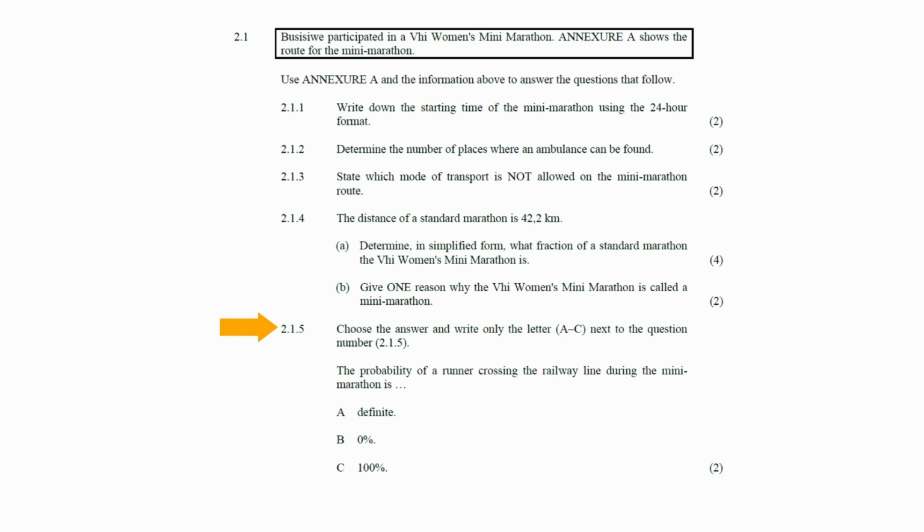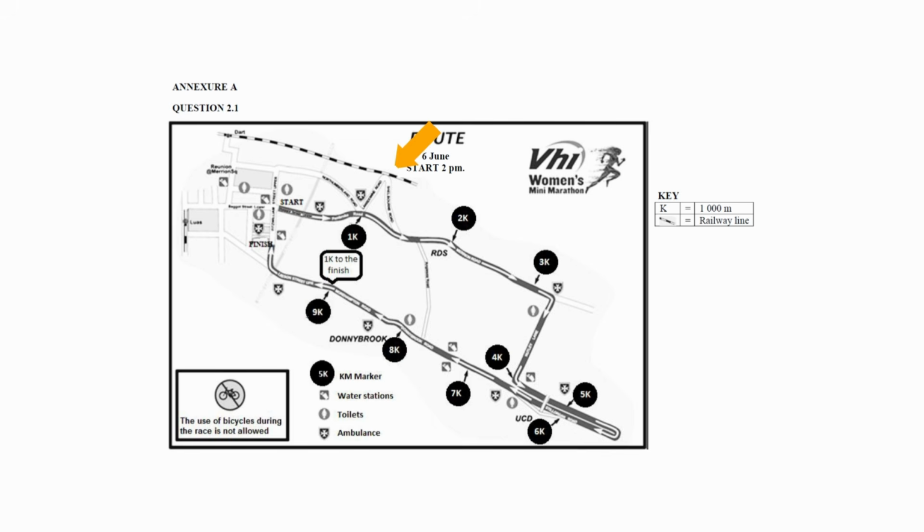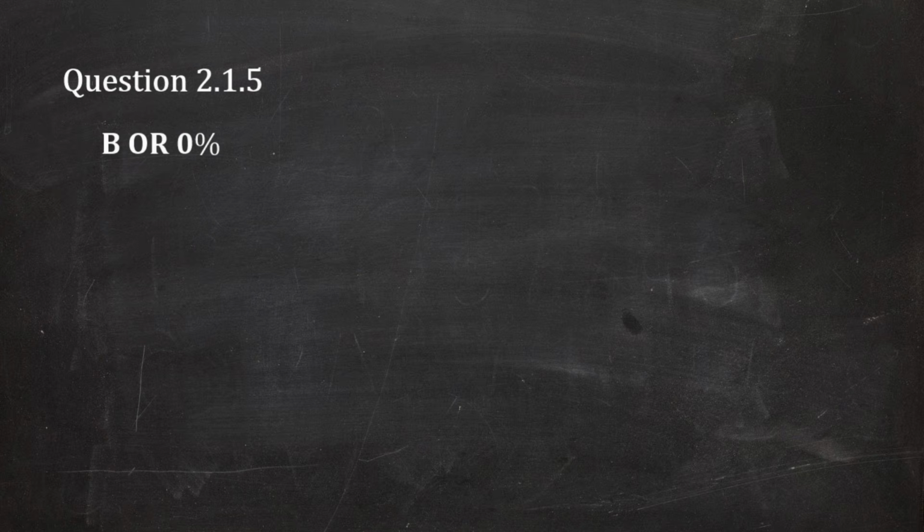In question 2.1.5, you have to write down the letter that best describes the following statement. The probability of a runner crossing the railway line during the mini marathon is A, definite, B, 0%, or C, 100%. From the map of the mini marathon, you will notice that the route of the marathon does not cross the railway line. So the probability of a runner crossing the railway line during the mini marathon is B, 0%.